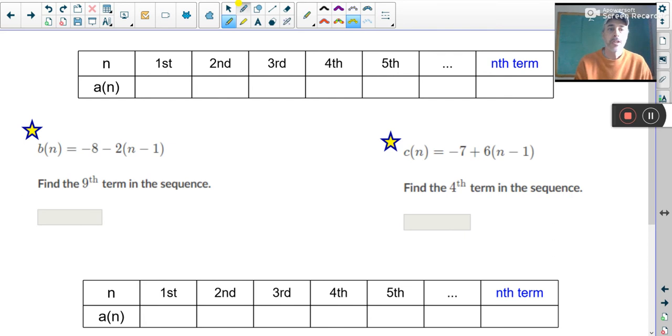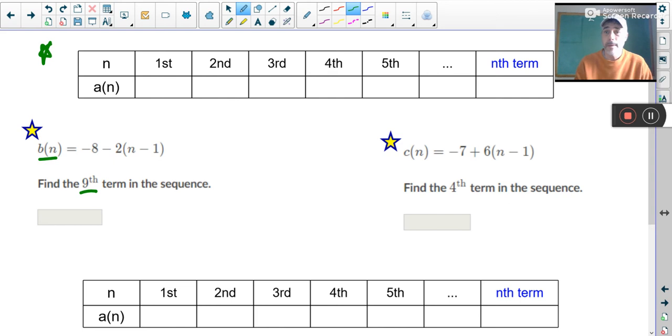Okay, let's go ahead and look at this problem first. It says b of n equals -8 minus 2 times the quantity n minus 1. Find the ninth term of the sequence. All right, this table up here doesn't even go all the way up to 9. It only goes up to the fifth term. So it really wouldn't be of value to us.